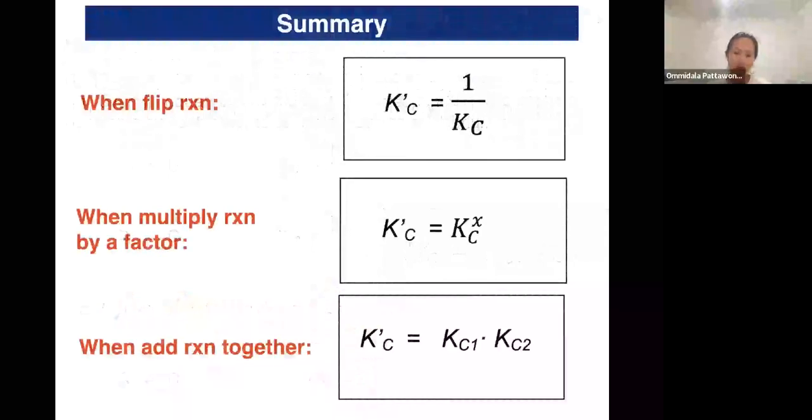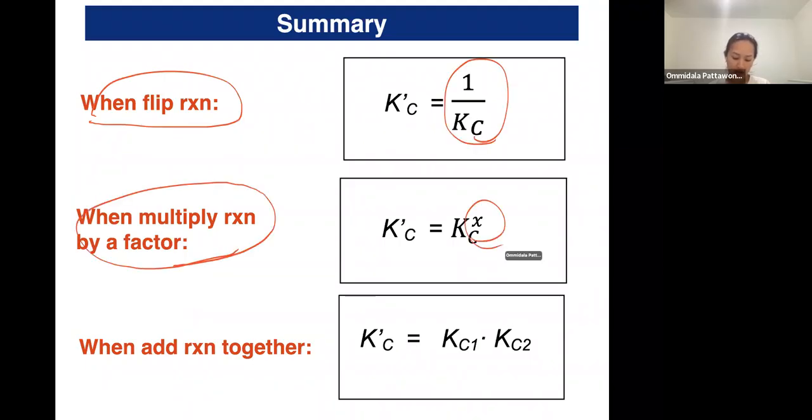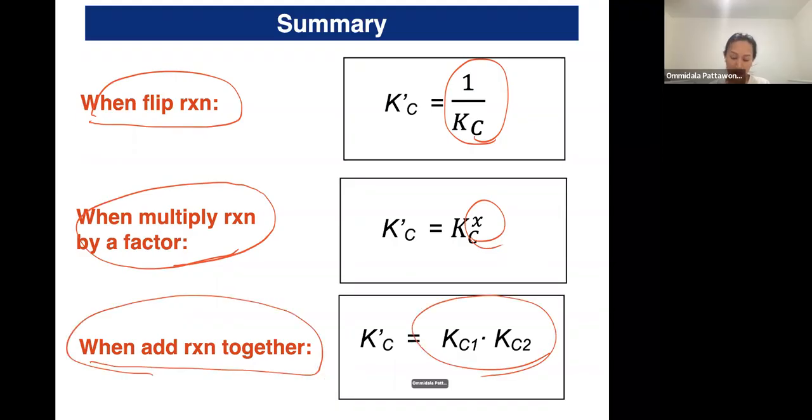And here's a summary of what happens to Kc if you manipulate the reaction. When you flip the reaction, you need to invert Kc. When you multiply by a factor, you need to raise Kc to that factor. And when you add the reactions together, you multiply the corresponding Kc values.